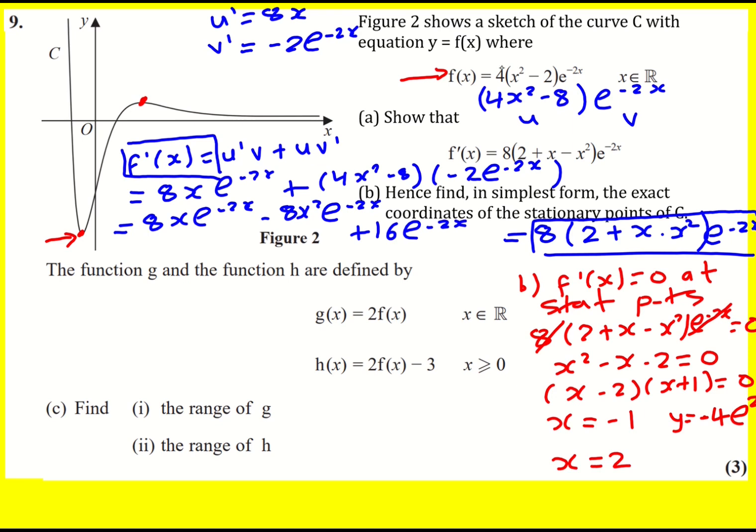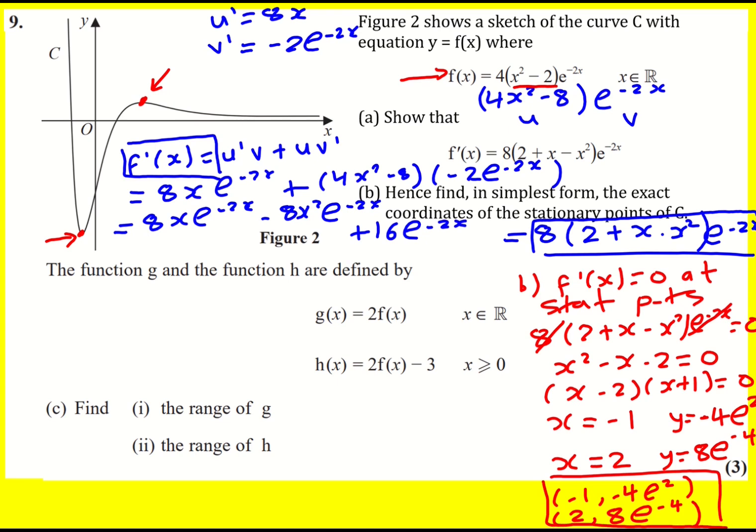Then when x is 2, I'm going to do 4 times 2, because this bit here is just 2. So 8 e to the minus 4. So that's that one there. So final coordinates, I'm going to write minus 1, minus 4e squared and 2, 8e to the minus 4.